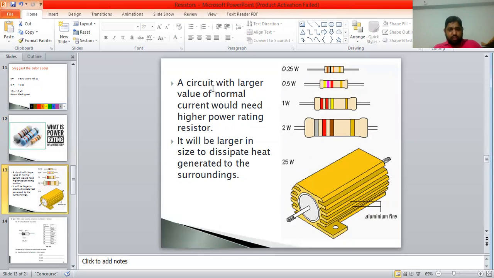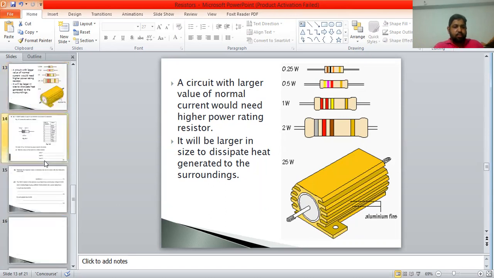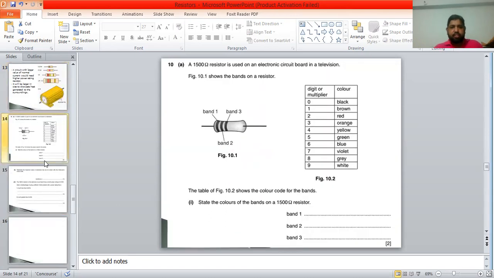ठीक है जी. So what I have written here, a circuit with larger value of normal current would need higher power rating resistor. It will be larger in size to dissipate heat generated to the surroundings. Okay. ठीक है जी, तो इसमें मैंने एक पास पेपर क्वेश्चन भी ऐड किया है.